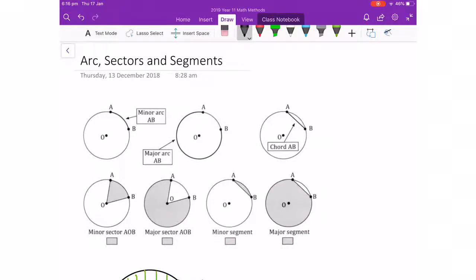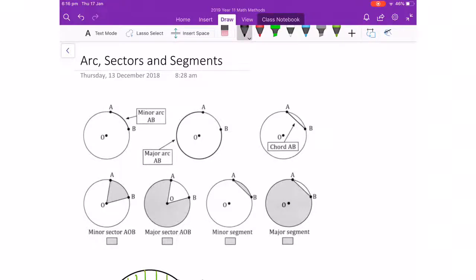This video in particular is going to be focusing on arcs, sectors and segments. What we're going to be doing in this video is trying to find the lengths of different chords and the areas of different sectors and segments, using our knowledge of trig and applying exact values as well.